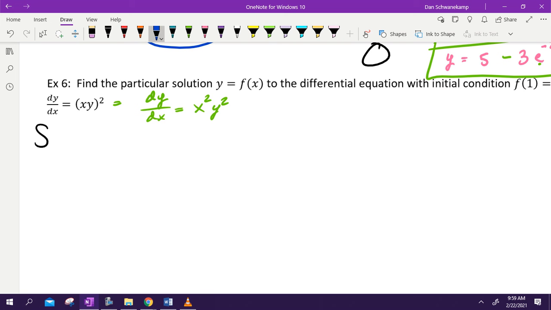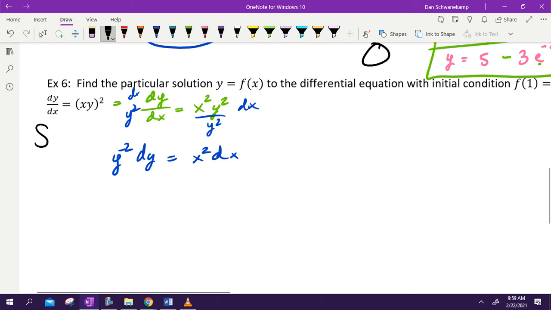I divided by y squared and multiplied by dx. Good. Divide by y squared and multiply by dx. I hate saying over y squared. So what else could I write instead of writing divided by y squared? Y to the negative 2 equals x squared dx. That's my first step. We separated.